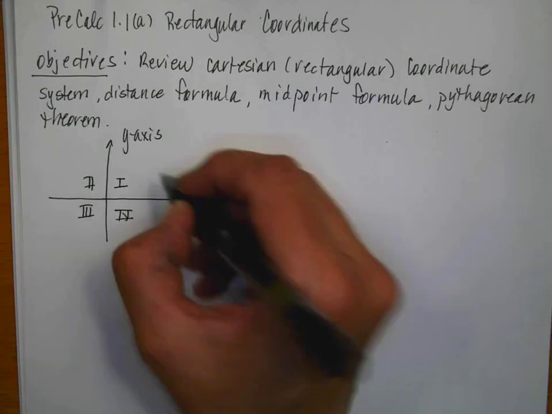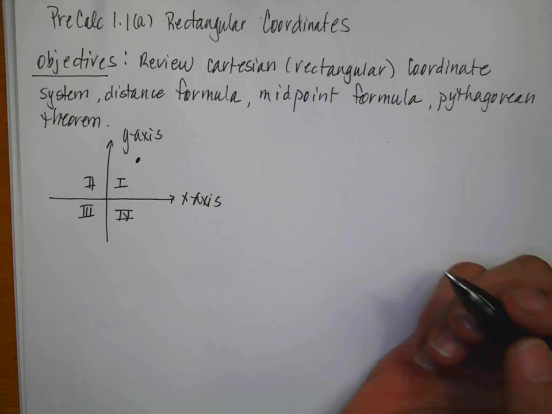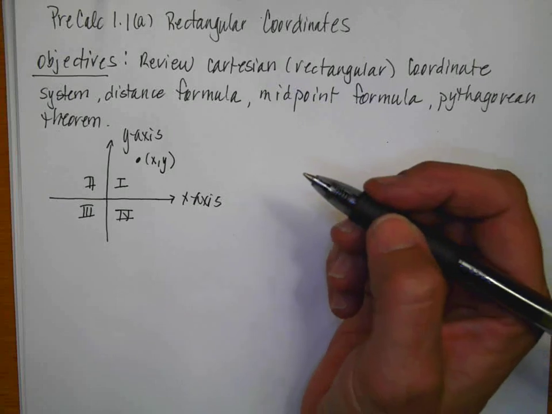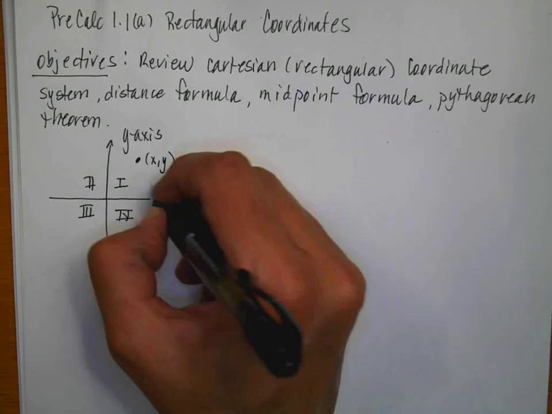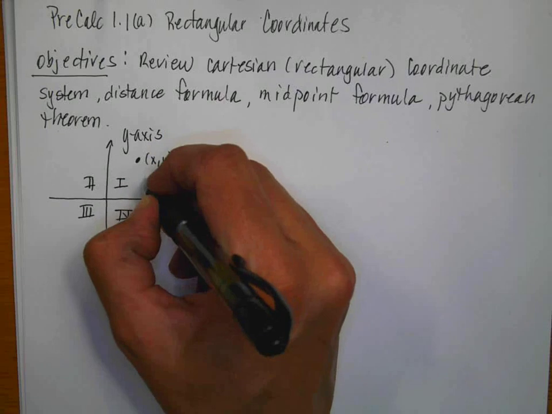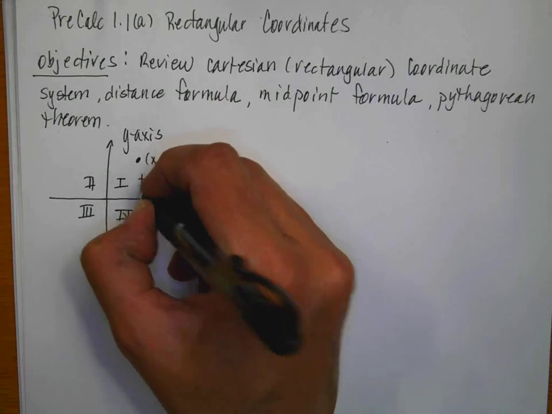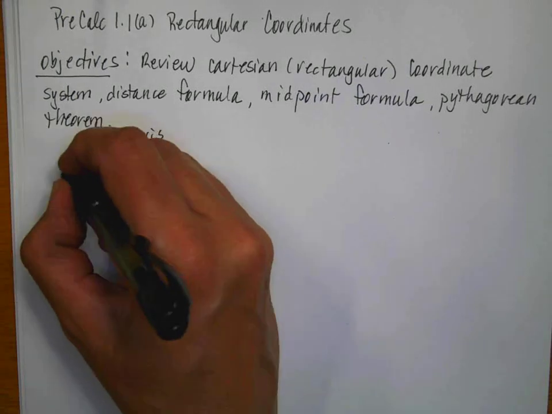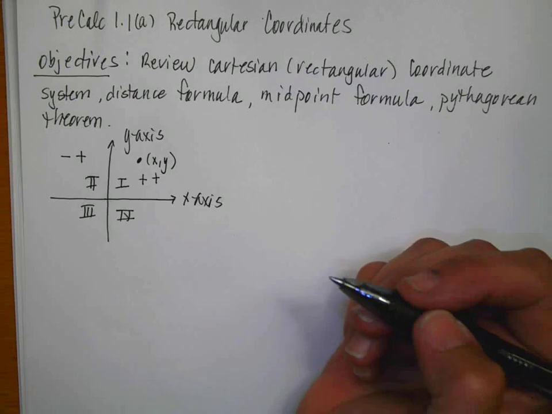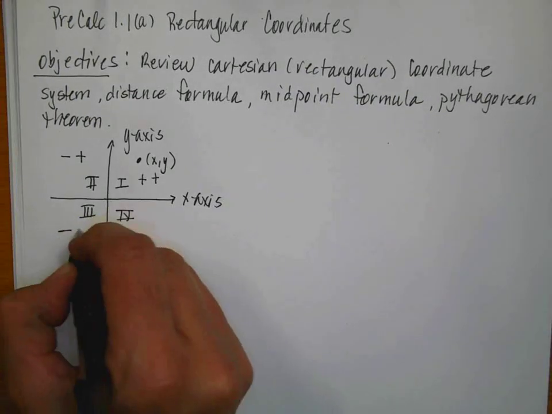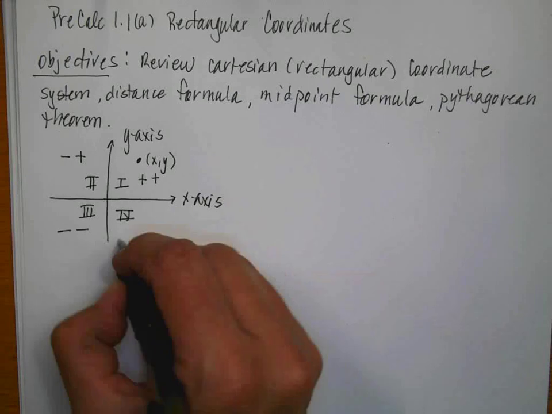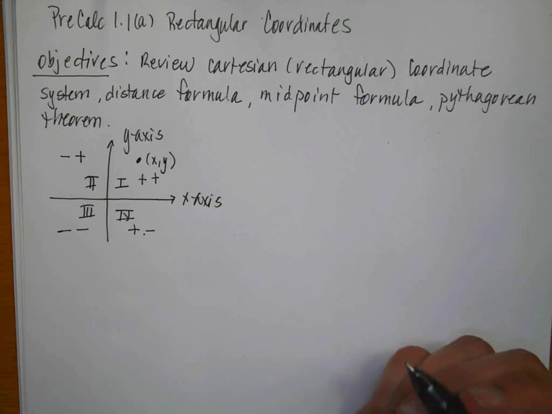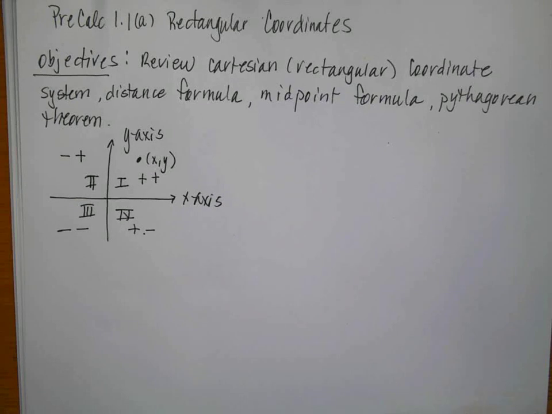Remember that ordered pairs give the location of a point in the coordinate system, and that has coordinates x, y. We always do x first and then y. The values in each of the quadrants have specific signs. X is positive and y is positive in the first quadrant. In the second quadrant, x is negative and y is positive. In the third quadrant, they are both negative. And then in the fourth quadrant, x is positive. Those are just information pieces that we want to remember because we will need to discuss that later as we go.